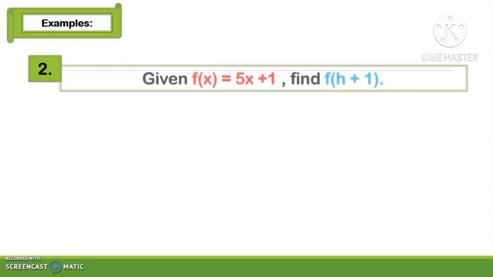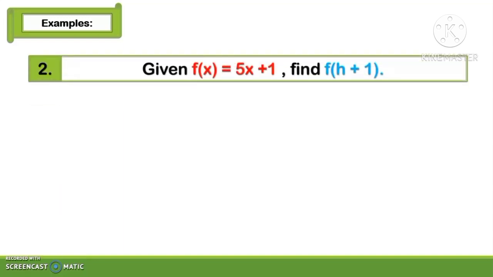Let us have example number 2. Given f of x is equal to 5x plus 1, find f of h plus 1. Let us have the solution. First, copy the given function, and that is f of x is equal to 5x plus 1. Ngayon, sisimulan na natin yung pagsasubstitute at pagsisimplify.